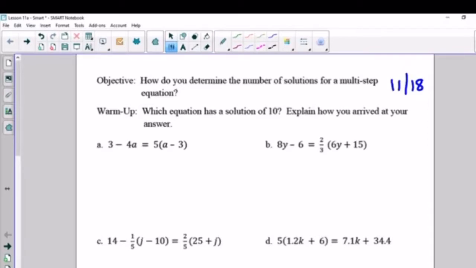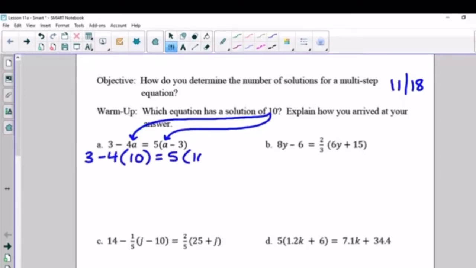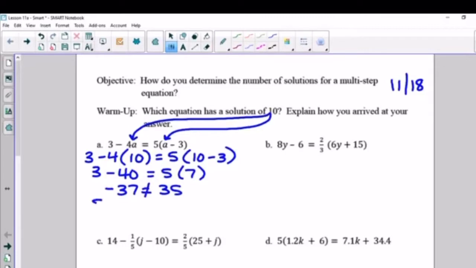You could also plug the 10 in for the A. That would be a different way to solve this equation and see if 10 is a solution. So you could actually do 3 minus 4 times 10 equals 5 times 10 minus 3. This would be 3 minus 40 equals 5 times 7. That would be negative 37 equals 35, which is not true. So 10 is not a solution to this equation. We'd have to move on and try a different one.